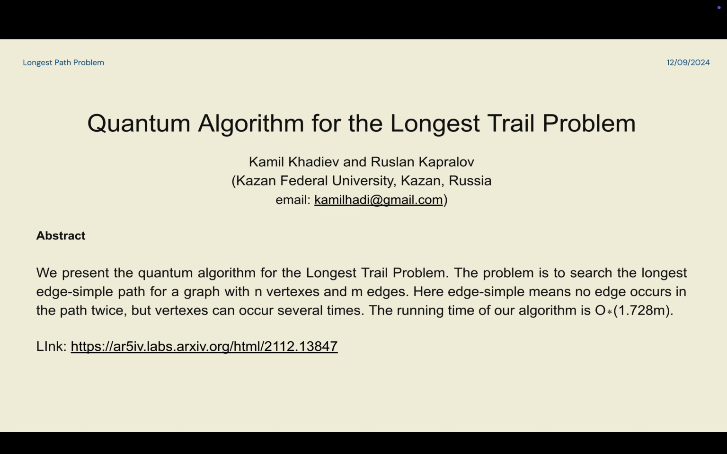There is a quantum algorithm paper, which is linked down here if you'd like to read it. I included the abstract from the paper, which presents a quantum algorithm for the longest trail problem. It searches for the longest edge-simple path in a graph with a certain number of vertices and edges. Simple means no edge occurs in the path twice, though vertices can occur several times. Their big O is O times 1.728^m, where m is the number of edges.